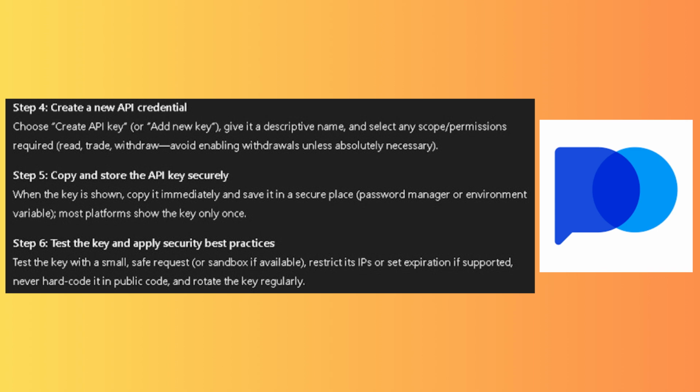Copy and store the API key securely. When the key is shown, copy it immediately and save it to a secure place, such as your password manager or your environment variable. Most platforms only show the key once, so make sure to write it down.